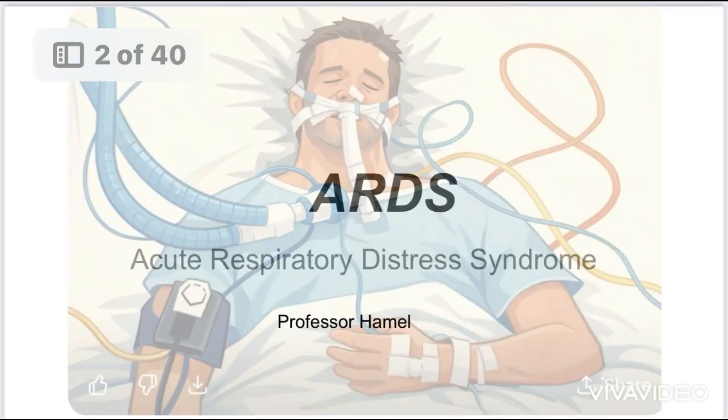ARDS is a life-threatening form of respiratory failure. Lung inflammation. ARDS is a diffusion problem, a severe impairment of gas exchange. When O2 reaches the alveoli, which are tiny sacs, it can't cross the damaged alveolar capillary membrane. The alveolar capillary membrane is the thin lining that surrounds the alveoli, the tiny air sacs.